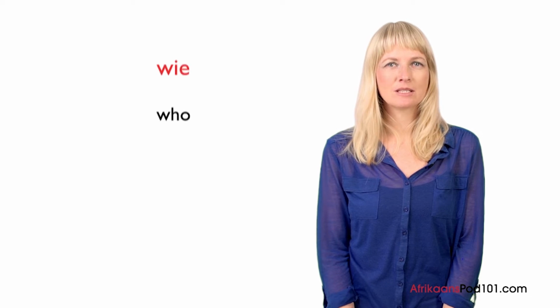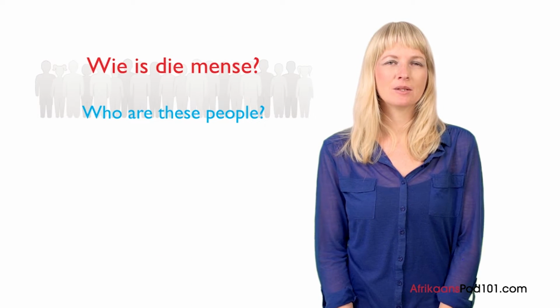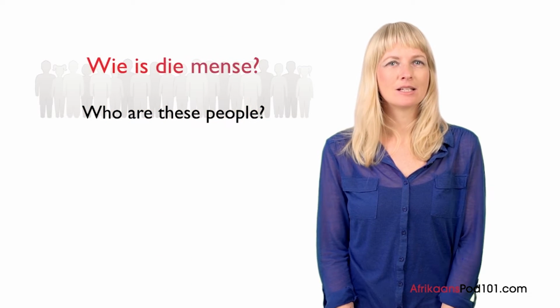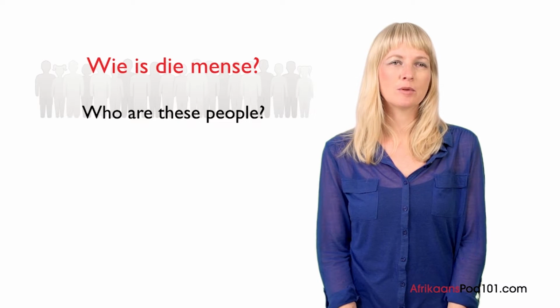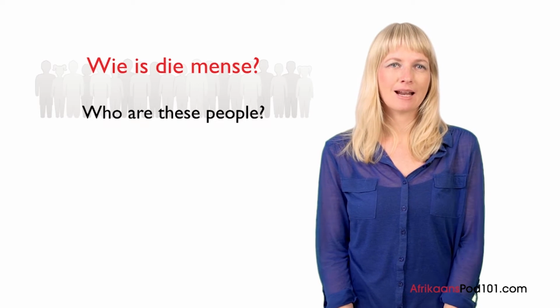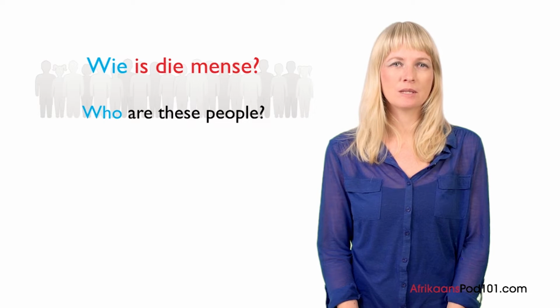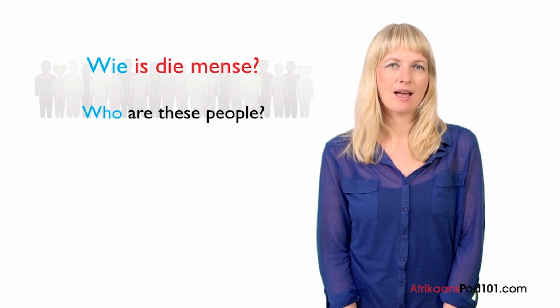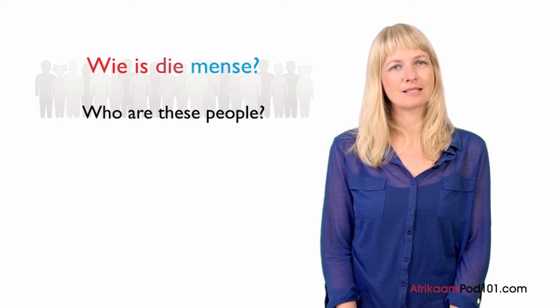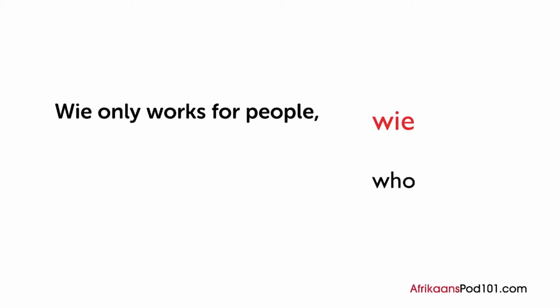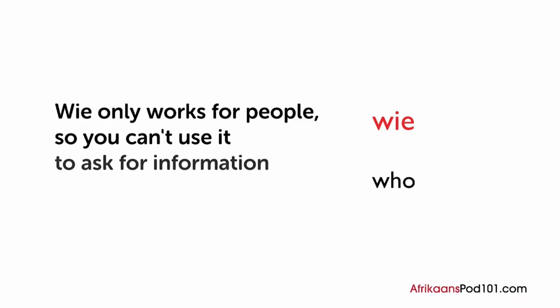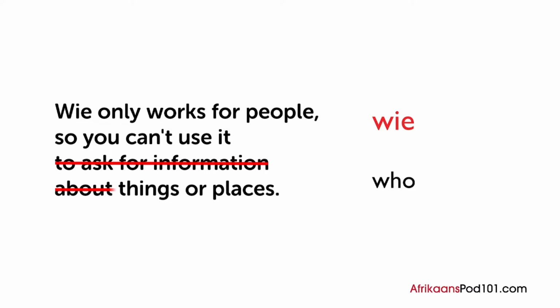So in Afrikaans, who is mainly translated as wie to ask about someone's identity. For example, if you want to ask who are these people, you will say wie is die mense. You would say this when talking about a group of unknown people. Again, as in English, the question word who is placed in the first position here and is followed by the verb and then the subject. Wie only works for people, so you can't use it to ask for information about things or places.